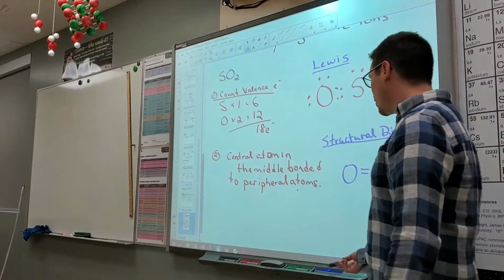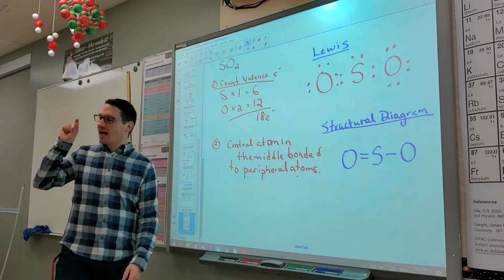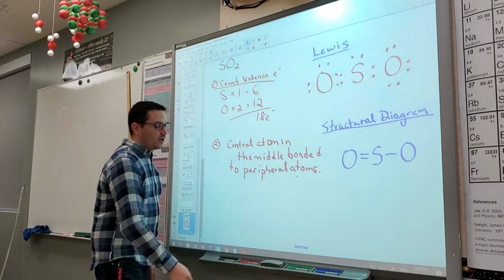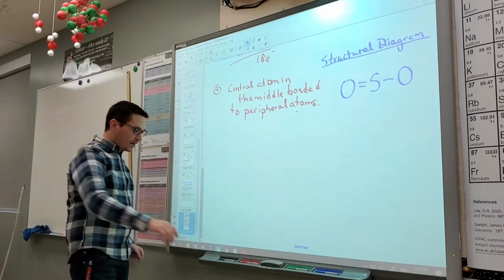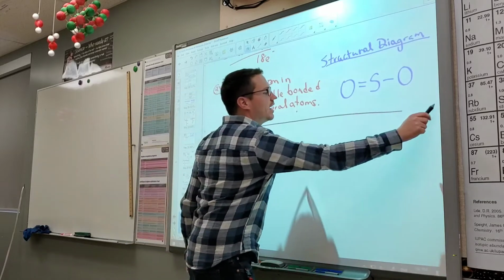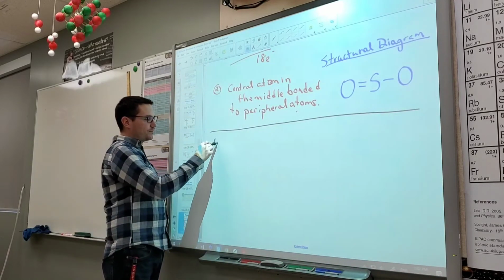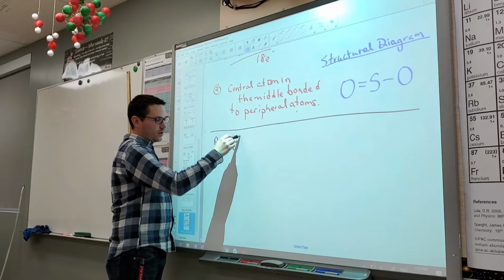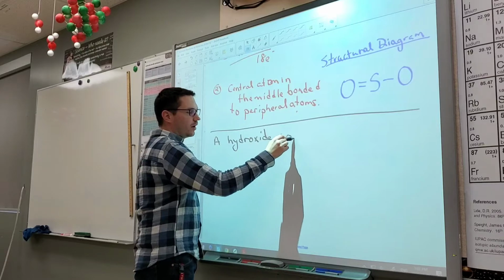So let's try something a little bit more complicated. Just a tiny little bit more complicated. It's the exact same process, but instead of doing sulfur dioxide, we're going to do a hydroxide ion.